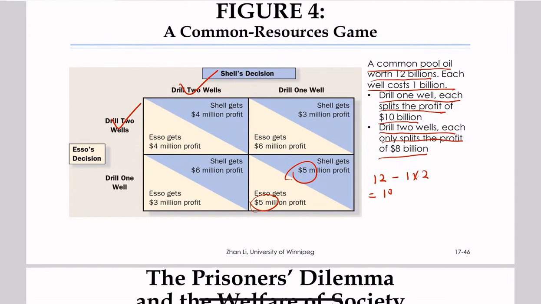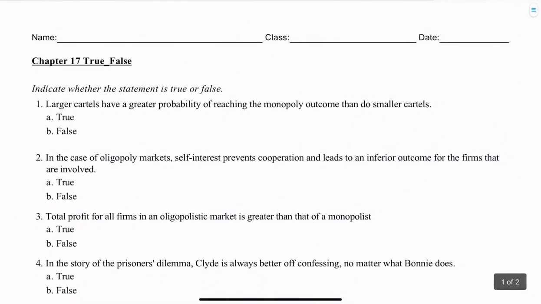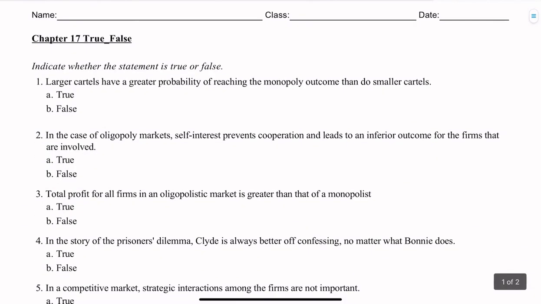Okay, now let's discuss the true-false problems. Okay, first one. Larger cartels have a greater probability of reaching the monopoly outcome than smaller cartels. So this is definitely false.